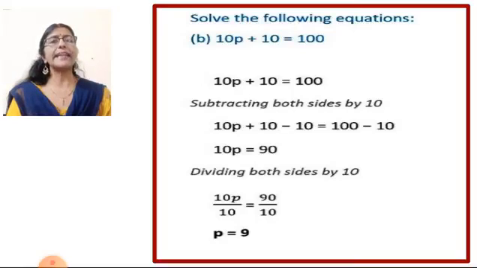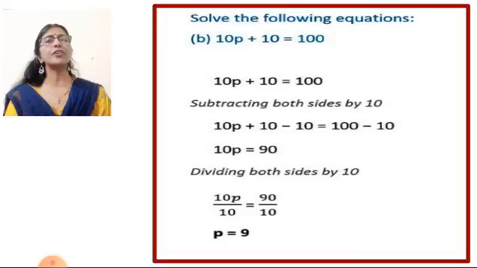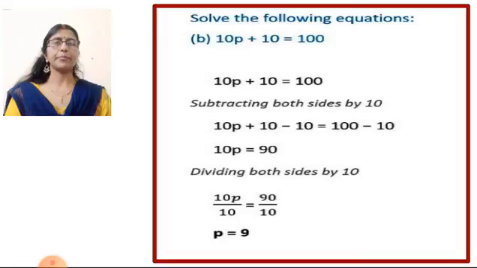So the next step will be 10p upon 10, that is equal to, here also we'll do the same thing, 90 divided by 10. And 10 upon 10 is 1. 1p, you can write p also. p is equal to 90 divided by 10, which is 9. 10 nines are 90. So the value of p is 9.